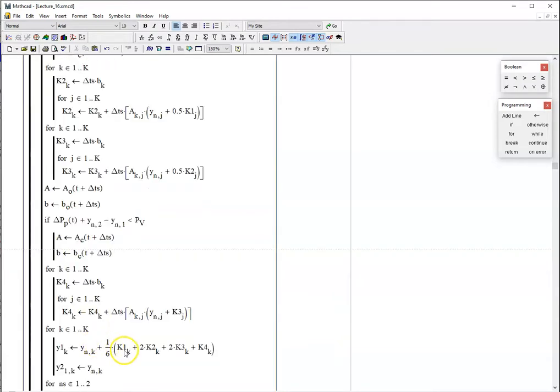All right, so now we have K1, K2, K3, and K4. We add them together in these particular proportions and get Y1. Y1 is what we're going to call the first approximation, the approximation of Y using one full time step. Okay, notice that I haven't advanced in time.